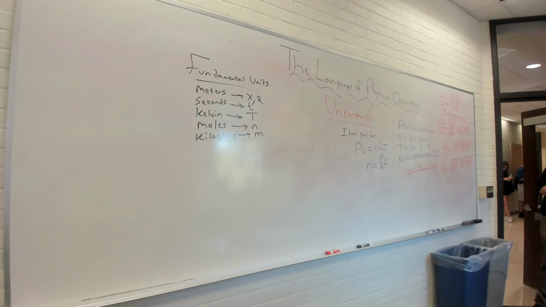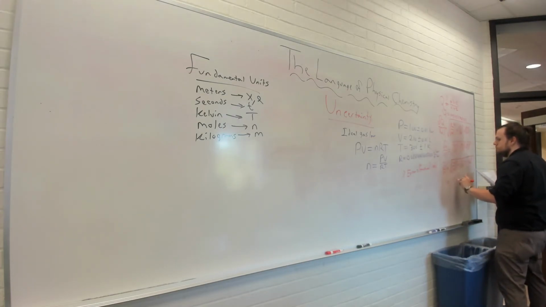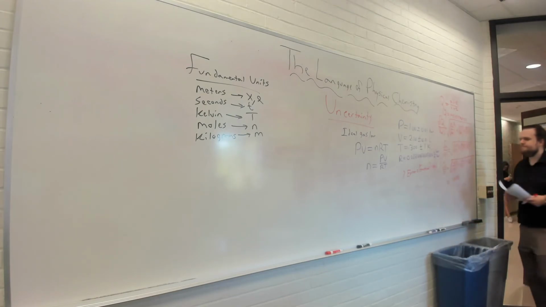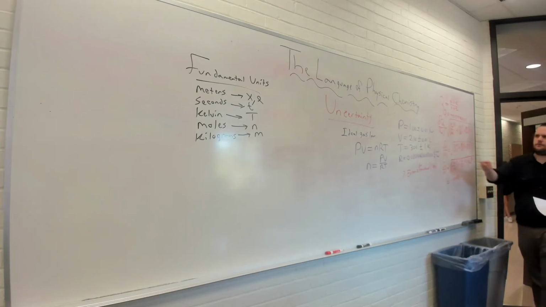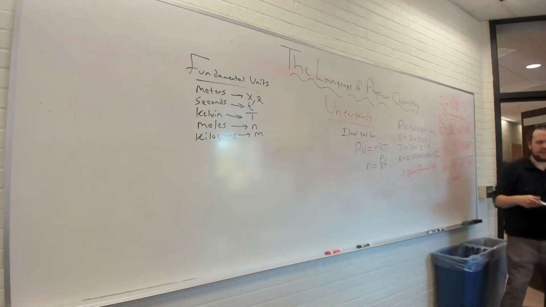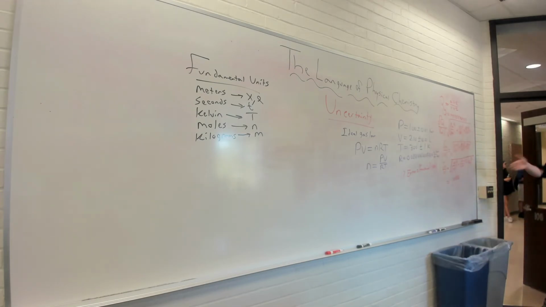I got 0.01156. Do you want all of the digits? No, that's good enough. We know roughly how many digits we need because we have roughly 3 significant digits, right? So we're going to be up to about here. Okay, so that's the fractional error.